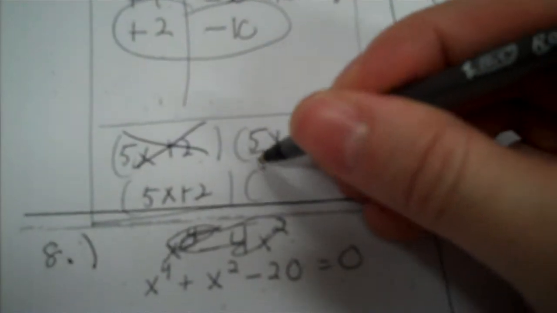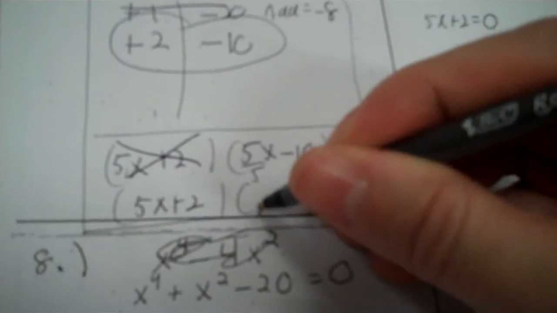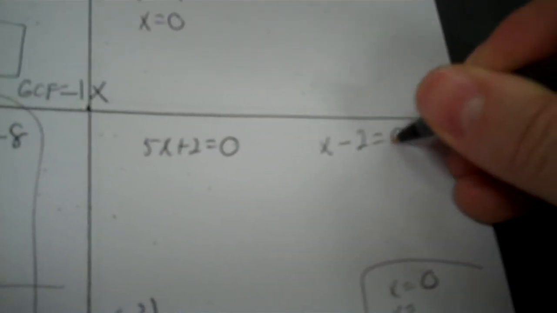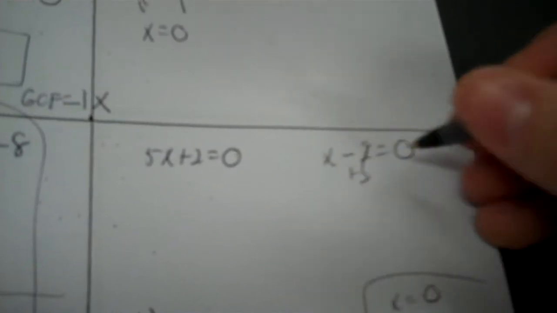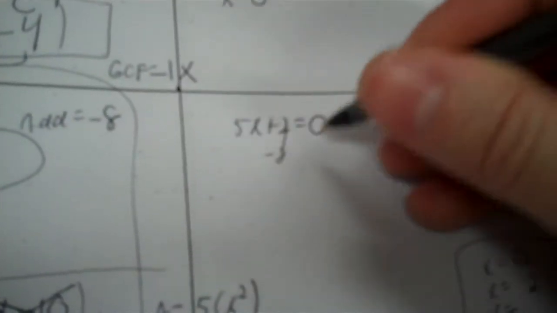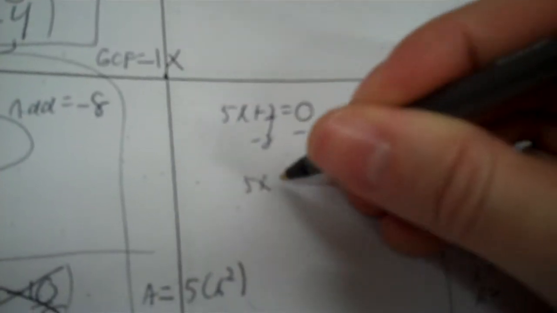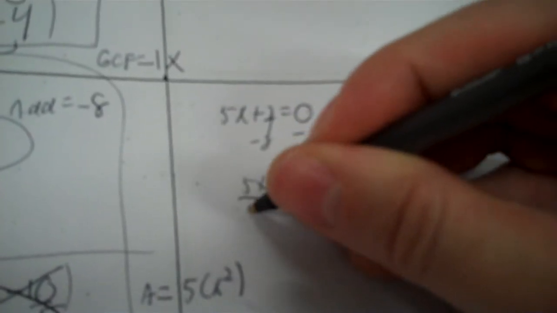Now in the other one, that's in the 5th row, so we divide by 5, and that's going to be x, or 1x minus 2. You set that equal to 0. Then you're good. It's going to give you 2. And that's going to give you negative 2 fifths, or negative 0.4, same thing.